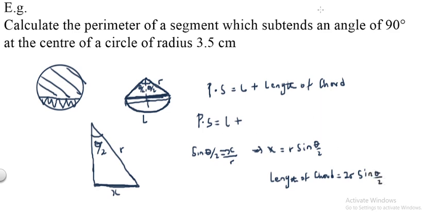All of this comes in together when we say the perimeter of the segment will be equal to the length of the arc, which is this length here, plus the length of the chord. So that means L plus 2r sine theta over 2. So this is how you find the perimeter of a segment. Let's look at the example here and try to solve the problem.